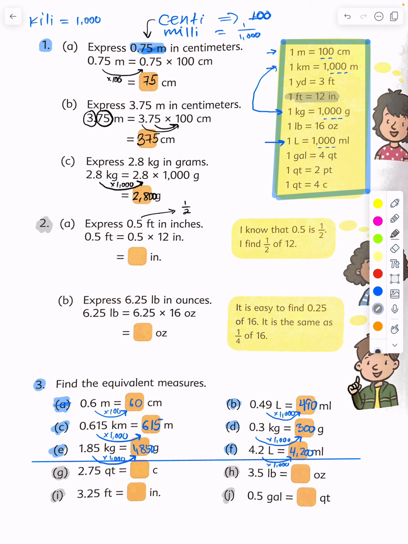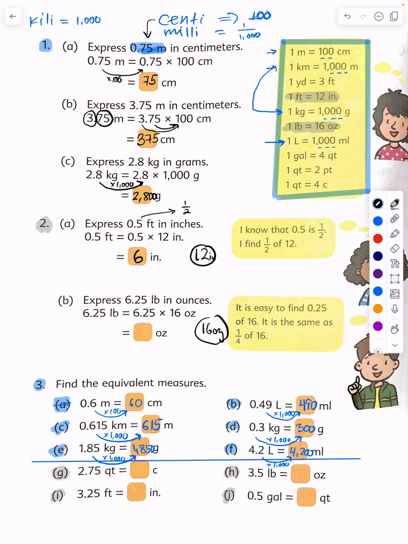I hope you remember the number 12 is so important in the United States. And number 16, we have 12 inches to a foot, and we have 16 ounces to a pound. These are inches. So let's convert. So 1 foot is 12 inches. What about 1/2 a foot? Well, it's 1/2 of 12, which is 6.